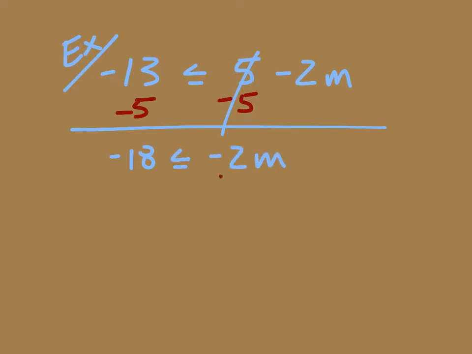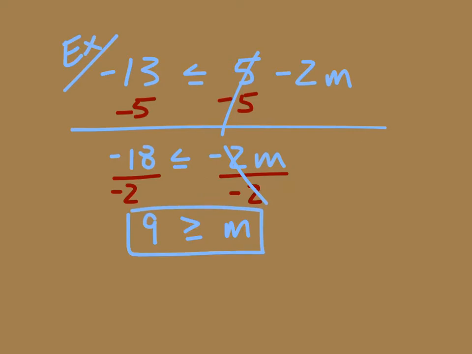From here, I divide both sides by negative 2. And because I divide by a negative, that's going to divide out, but we're also going to flip our inequality symbol. Leave our variable m, and then we have negative 18 divided by negative 2, which is going to give us a positive 9. So 9 is greater than or equal to m. If you don't like reading it like that, you can write it like this: m is less than or equal to 9. Each of these things mean the same thing.